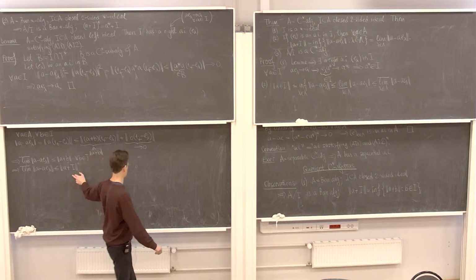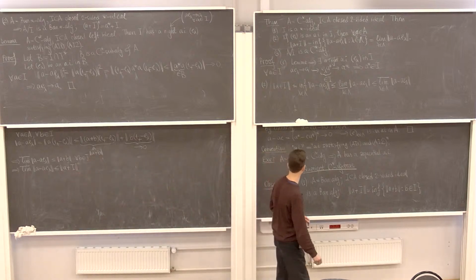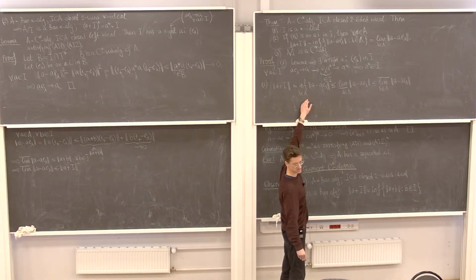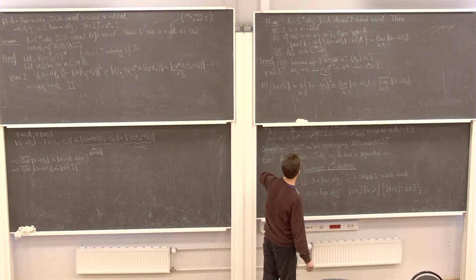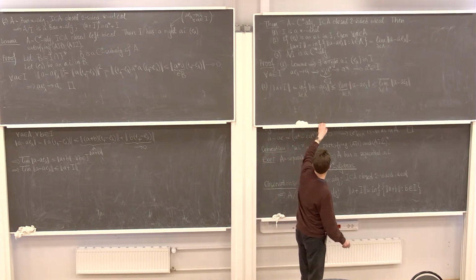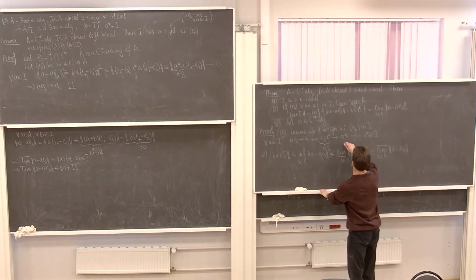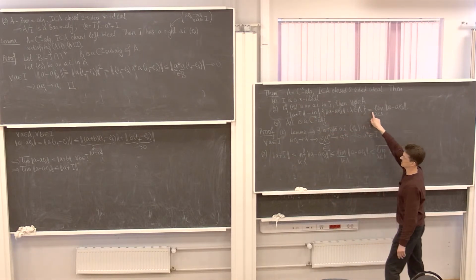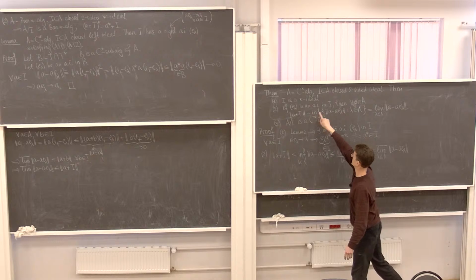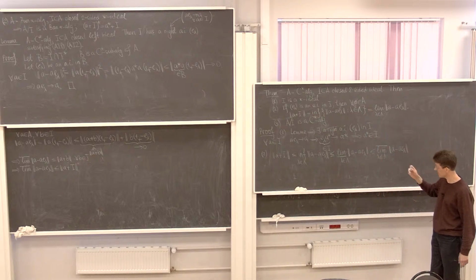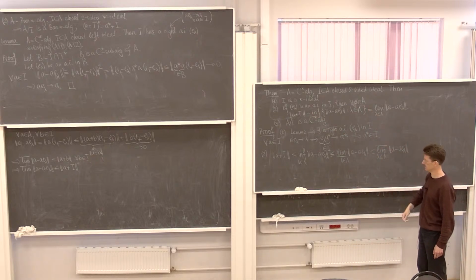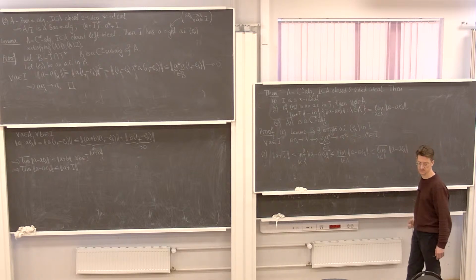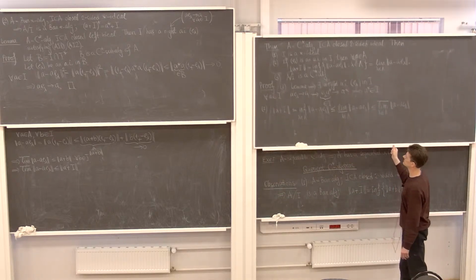If we now combine this and this, we see that these three numbers are actually the same. So we have this equality and this one. And in particular, we see that the limit exists because the lower limit is equal to the upper limit.